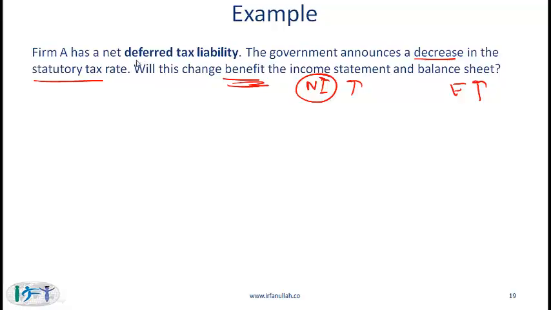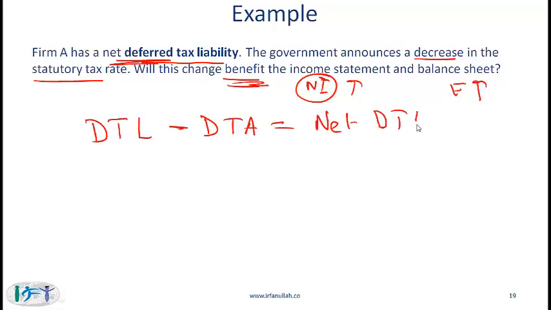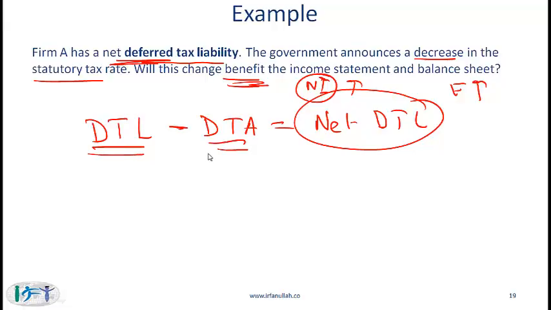What this means is, for a company which has a net deferred tax liability, this net deferred tax liability means that if a company has both deferred tax liabilities and deferred tax assets, then the difference between the two is a net deferred tax liability. And if this number is positive, or the company has a net deferred tax liability, then obviously overall the deferred tax liabilities are more than the deferred tax assets. So simplistically, we can say that a company has a deferred tax liability. Let's say that the deferred tax liability is 10.